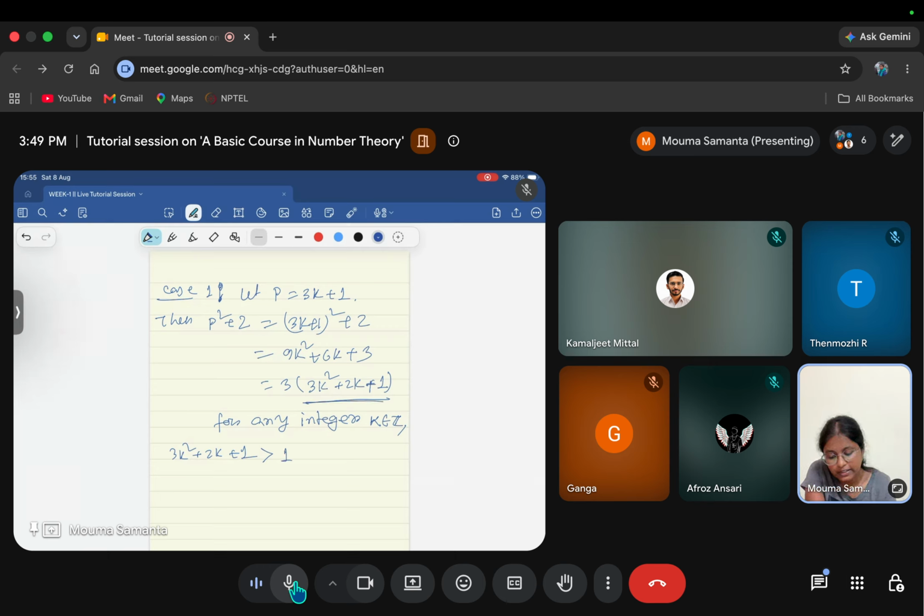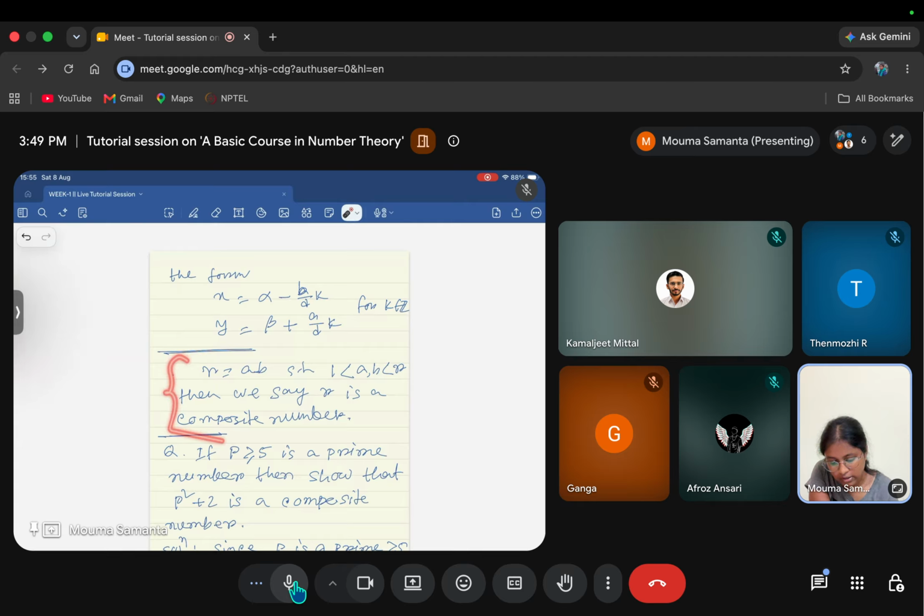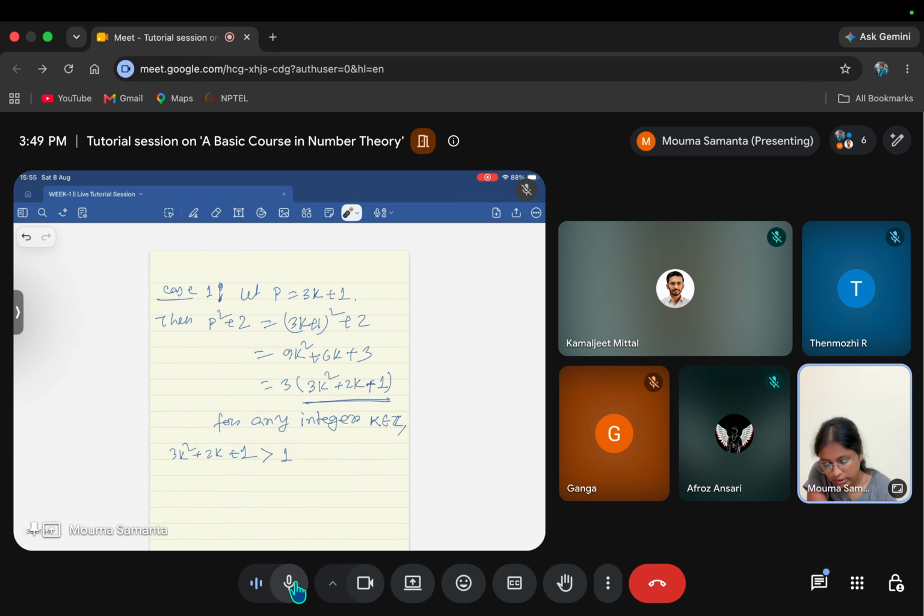since this term is greater than 1, 3 times something greater than 1 has to be a composite number. So this was the definition of composite number. It is saying r is a composite number if r equals a times b, where a and b are both not equal to 1. So here p square plus 2 can be written as 3 times this integer, and this integer is always greater than 1 for any k belonging to n. I should write n.